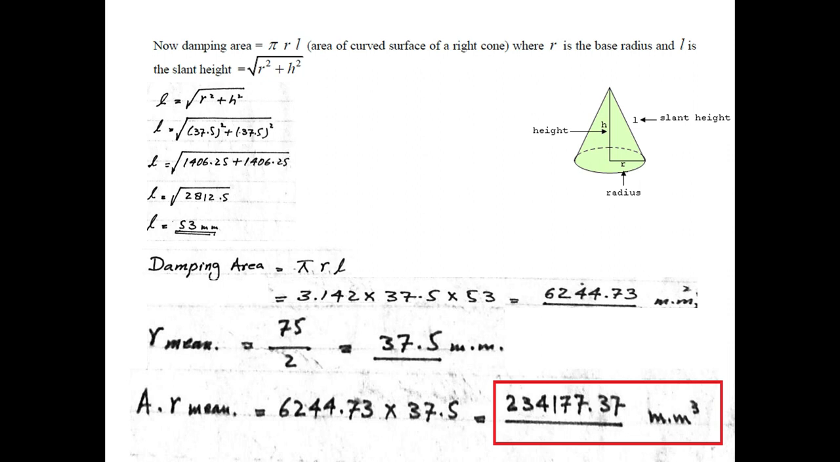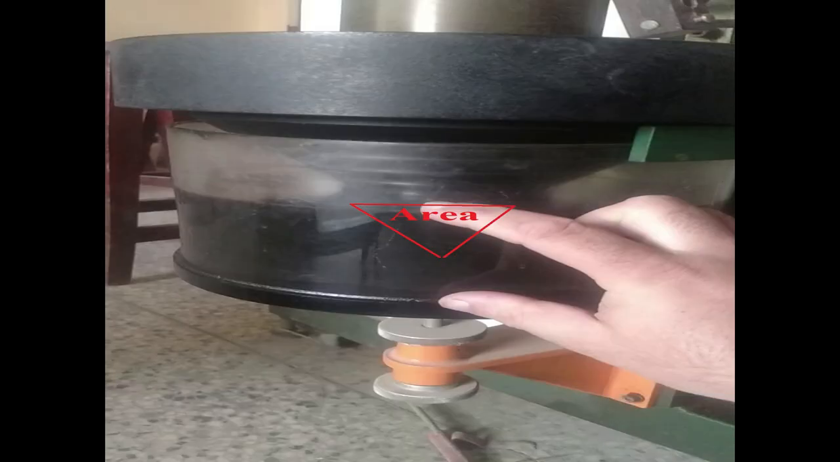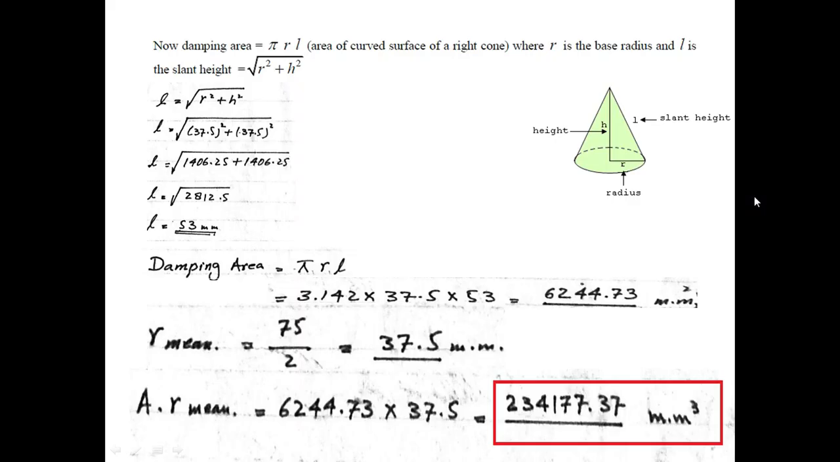But if we change our area by adjusting this screw, then our mean radius and damping area will change. But for the particular case, we have damping area times mean radius equal to 2234177.37 millimeter cube. So basically it is showing us the volume of this cone.